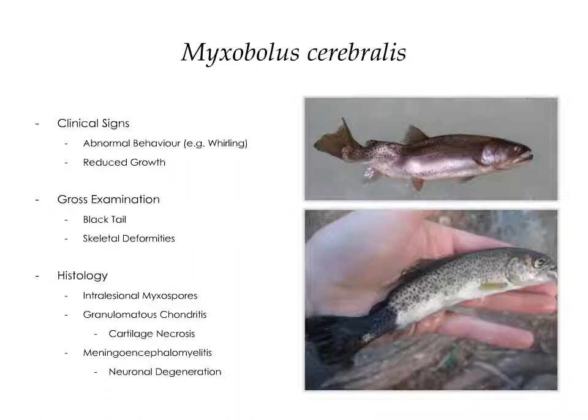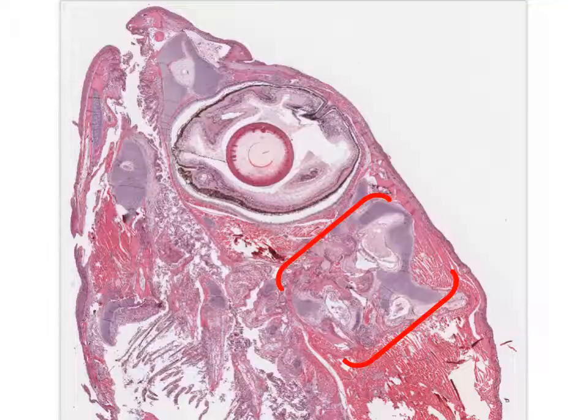The images to the right are examples of some of the lesions you're likely to encounter, including skeletal deformities and hyperpigmentation of the tail. This is a sagittal section of the head of a fish. The labyrinthian system is highlighted in red.